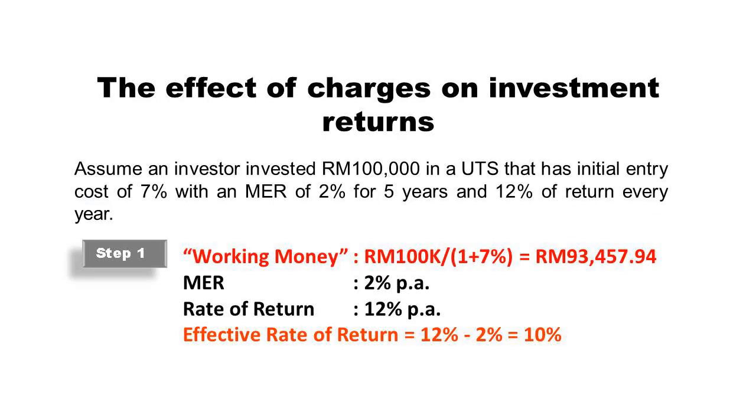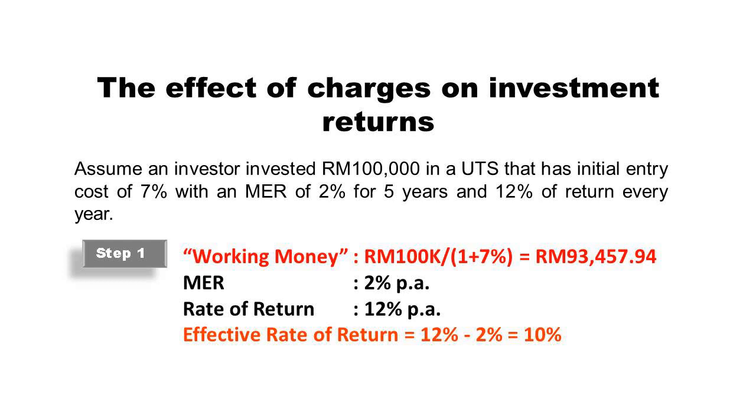Assuming one investor put in 100,000. Initial entry cost is 7%. So whenever they talk about initial entry cost, you must be alert. This one needs you to work out the working money. Because why? They give you the entry cost. And first time, right? So the working money formula, you must be prepared to use already. And then the MER of 2% over 5 years. And the return of the fund is 12%.